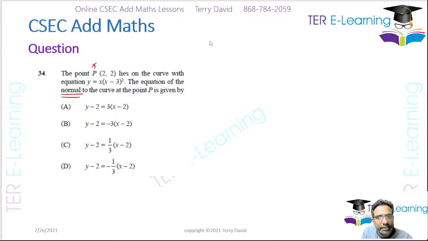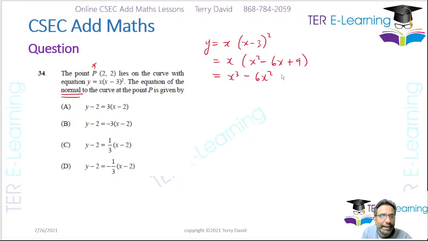So first things first, let's look at the equation that we have, which is y is equal to x multiplied by (x minus 3) squared. Now you can differentiate this by using the product rule if you want, but you don't have to do that. What I'm going to do, I'm just going to expand this. So this is going to be x squared minus 6x plus 9. Remove the brackets, you're going to get x cubed minus 6x squared plus 9x, right? Next thing we want to find is dy/dx. When you differentiate x cubed, you're going to get 3x squared. This is going to be minus 12x plus 9, right?